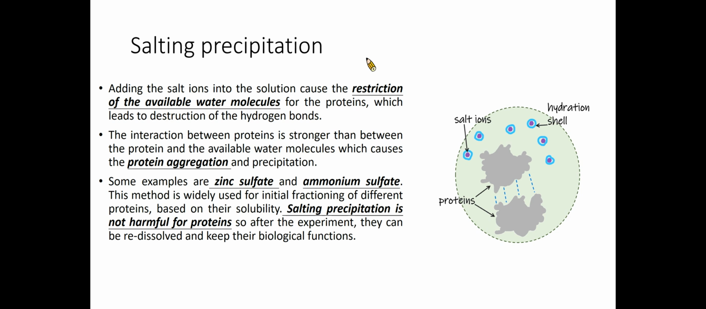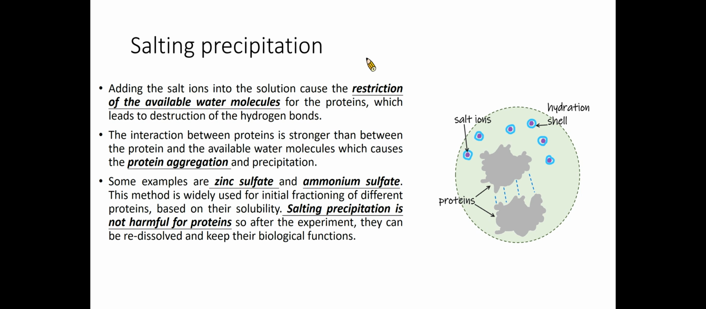The second one is salting precipitation, or salting out. Salt ions will compete for the hydration shell to stay in the solution, causing the restriction of the available water molecules for the proteins. The hydrogen bonds between proteins and water molecules are therefore destroyed. The interactions among proteins still exist, causing the protein aggregation and precipitation.